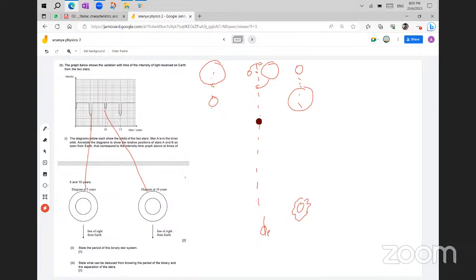The problem is what is going on, right? So last part, state what can be deduced from knowing the period, which is 10 years, for example, and the separation of stars. What does separation of stars mean? I think separation means the distance from each other, right?